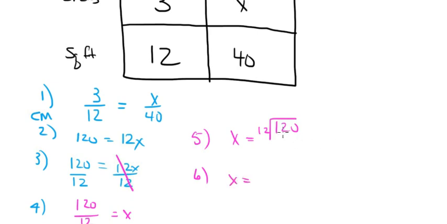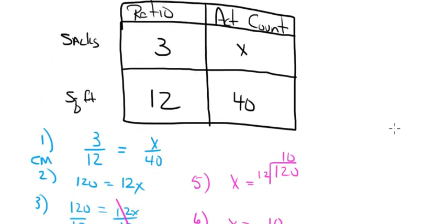And when I take 120 and divide it by 12, what's my answer? 10, right? Everybody knows that 12 times 10 is 120, correct? So x equals 10. So I come back up here to my problem, and I can say that the number is going to be 10. X is equal to 10. And let's see if that's true.